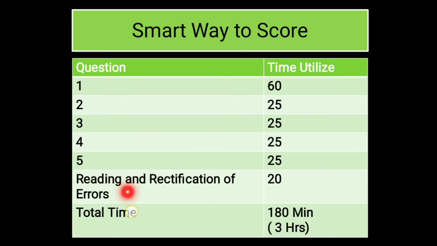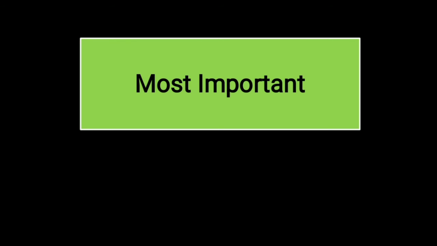Then the remaining 20 minutes you have to utilize for reading and rectification of errors. Since this is a numerical paper, sometimes we make silly mistakes, so we have to rectify that. So please remember to save that 20 minutes of extra time. For the first question you are going to spend 60 minutes, that is 1 hour, and the remaining questions you have to complete in 25 minutes only, and 20 minutes you have to keep for reading and rectification of errors. So that is a total of 180 minutes we are going to utilize properly in this project management university paper.